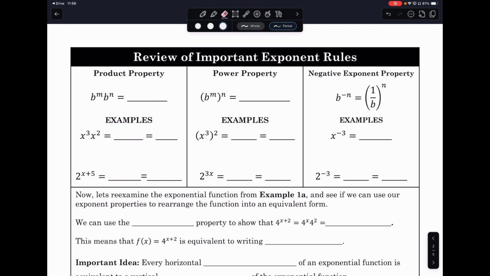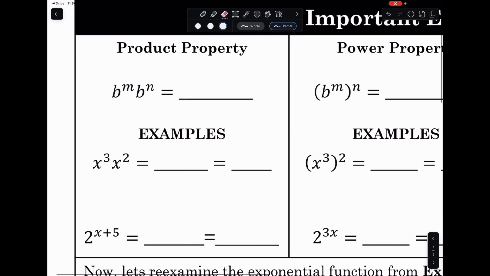Okay, now let's look at the next page and let's review again. Let's look at these horizontal transformations and how they correlate to exponent rules. One of the exponent rules I want to focus on right now is the product property. Recall from Algebra 1, Algebra 2, that the product property states that if we're multiplying two powers, like b to the m power times b to the n power, we can simplify this as b to the m plus n power. Then we end up adding those exponents together.